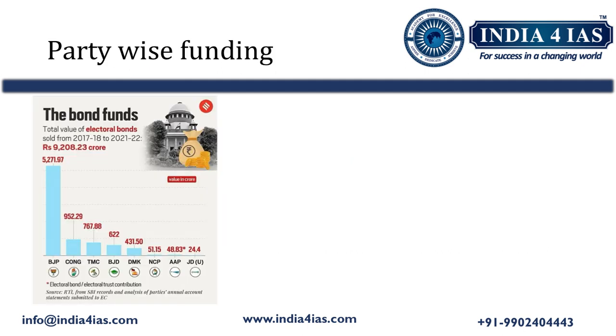Before we move into the electoral bond scheme, first we will analyze a few factual information related to political party funding via electoral bond scheme. So, party-wise funding through electoral bond scheme for the period 2017-18 to 2021-22 is given as follows. The total funding received in this period is 9,208 crore via electoral bonds. Out of this, 5,271 crore received by BJP, 952 crore received by Congress party, 767.88 crore received by TMC, 622 crore received by BJD, and 431.50 crore received by DMK.